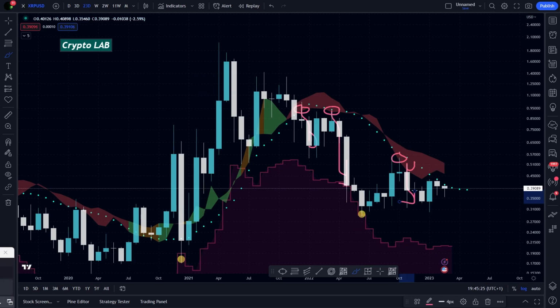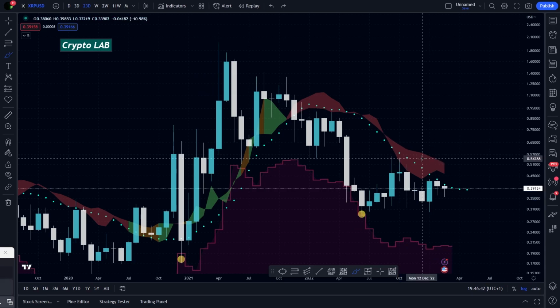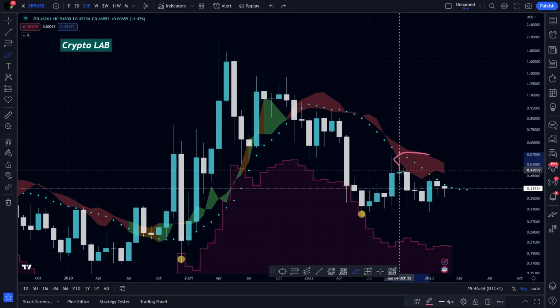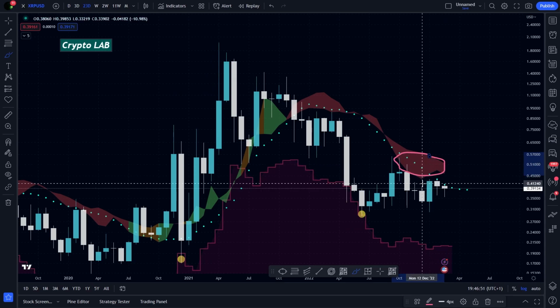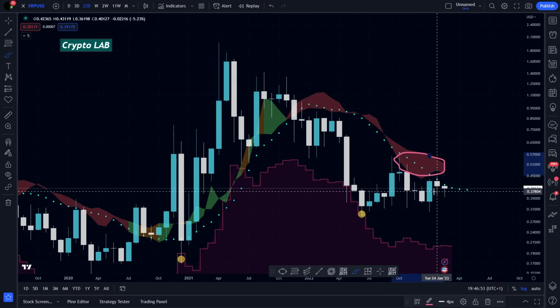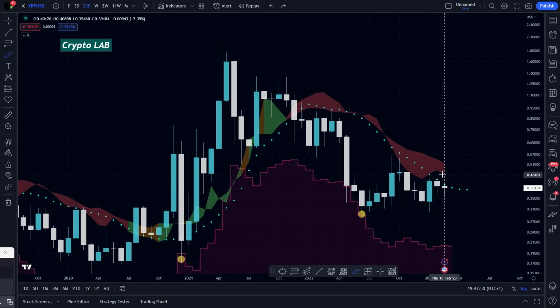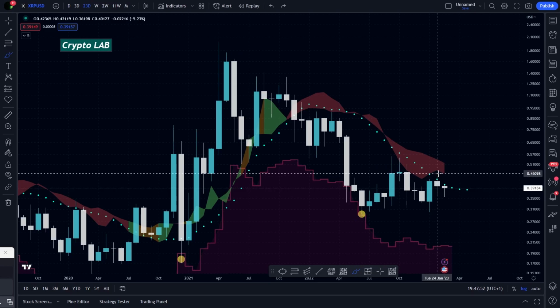Now, what about the current situation? As you can see, the cloud is still above us. There is this huge red area above us, and we are still below the cloud, meaning that technically we are still in a bear market. This is no surprise, guys. Currently, the cloud is between 46 cents and 51 cents.